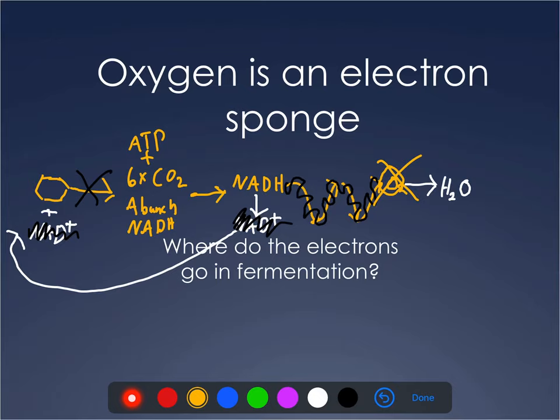So, in fermentation, where do the electrons go? If nothing takes the electrons away, the system can't work. It very quickly backs up. You run out of NAD+, you can no longer break down glucose, even through fermentation, even through glycolysis. And so we've got to have something that's going to take those electrons away.